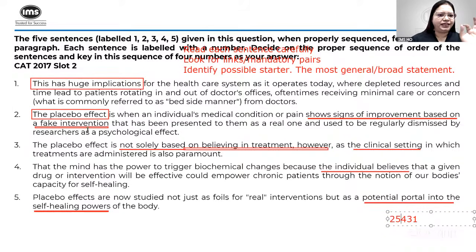Of course, placebo effect is just defined here as a fake intervention. But the fact that the mind is healing the body, it is a self-healing process, only comes in 5 and is further explained in 4. Correct? So 5, placebo effect is being studied for the self-healing powers of the body. Self-healing is explained further in 4. What is this self-healing? The individual believes that things are going good for me, I'm healing, etc. And therefore, he actually heals. But then the next sentence says it's not just about belief. There are other aspects also that are important, correct? Placement of 5 is a critical one.